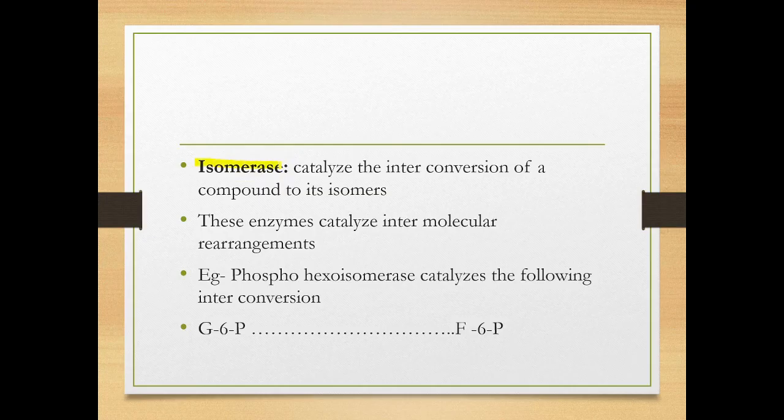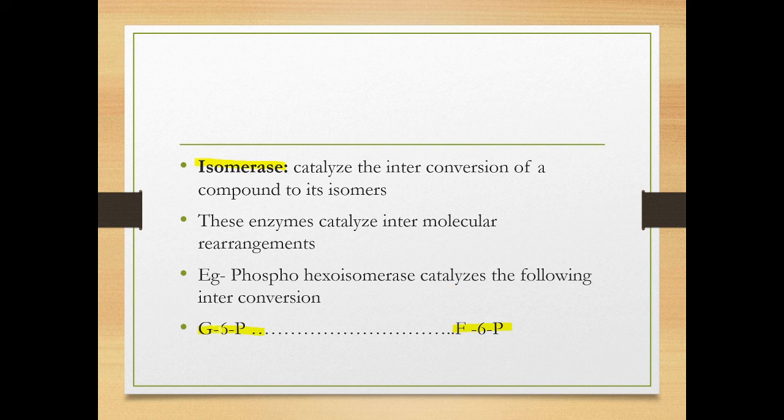Okay. Isomerase catalyzes the interconversion of a compound to its isomers. This enzyme catalyzes intramolecular rearrangement. One of the examples is phosphohexoisomerase. So this is glucose 6-phosphate, and it is interconverted to fructose 6-phosphate. Both have the same formula, but their structures are different. So phosphohexoisomerase converts glucose 6-phosphate into fructose 6-phosphate.